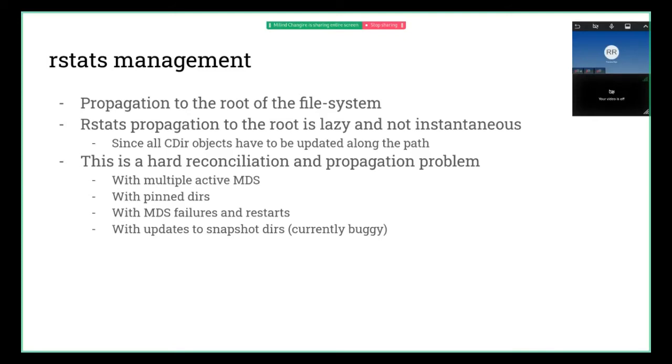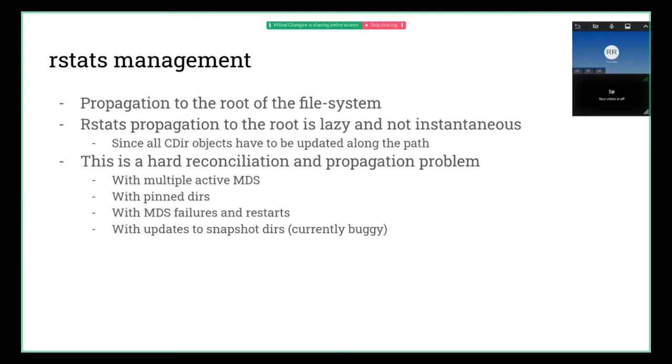It doesn't happen in a blink of an eye, since all the cdir objects in the path up to the root have to be updated, or the nest info and frag info structures have to be updated along the path. This involves a lot of locking, and this is a hard problem to solve. With multiple active MDSs, directories pinned to different MDSs, MDS failures and restarts, and updates to snapshot directories, this is a really hard problem.